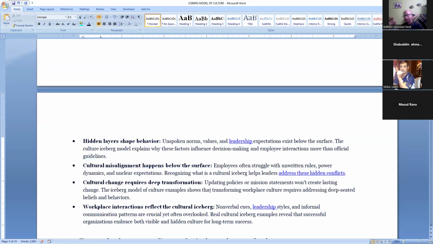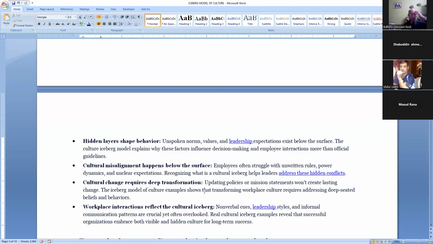So sometimes there may be polarization. Or suppose the parties may be divided into two groups. Suppose some officers support the boss and some other officers do not support the boss. So the office is divided into two parts. And if this division goes on and deepens, then the office will fail.